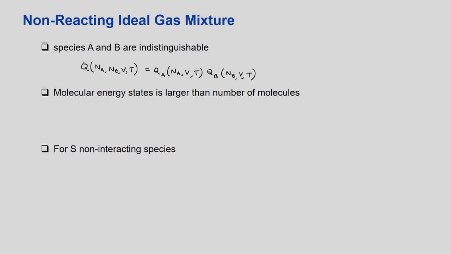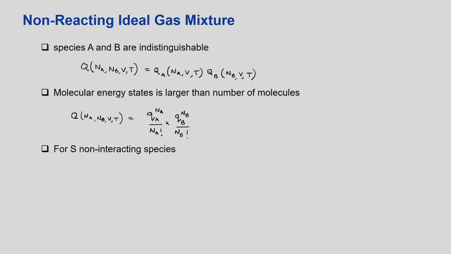Again, we assume that the molecular energy states are very, very high as compared to the number of molecules. So, no two molecules will occupy the same energy state. If that is true, then I can write this also as true. So, Q of N_A, N_B, if they are not occupying the same energy state, I can write them in terms of product. So, in terms of the single particle function, it will be q_A to the power of N_A by N_A factorial multiplied by q_B to the power of N_B by N_B factorial.